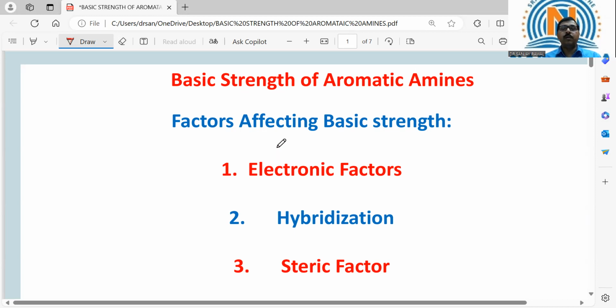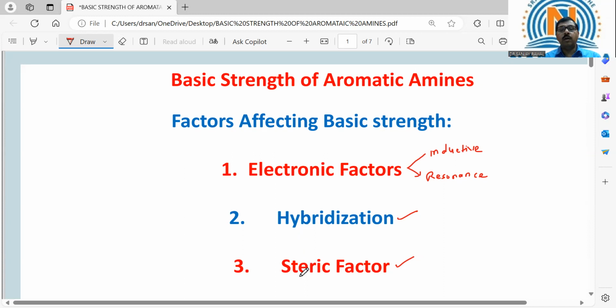So now, in this particular video, I am going to explain how you decide the basic strength of aromatic amines. See, the basic strength of amines depends on three factors. One is electronic factors, and these electronic factors are inductive effect and resonance. Second is hybridization, and third is steric factor. Let us discuss all these factors one by one.